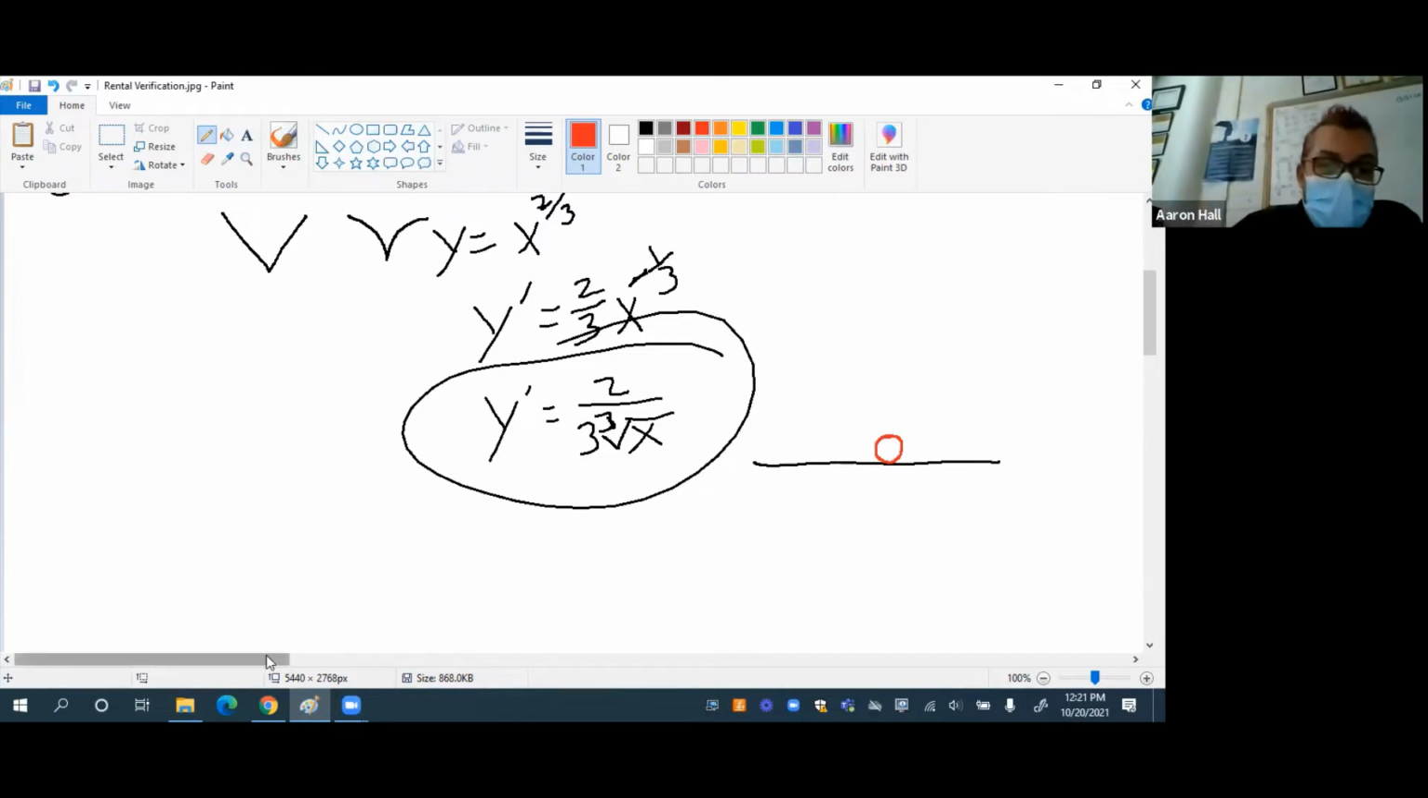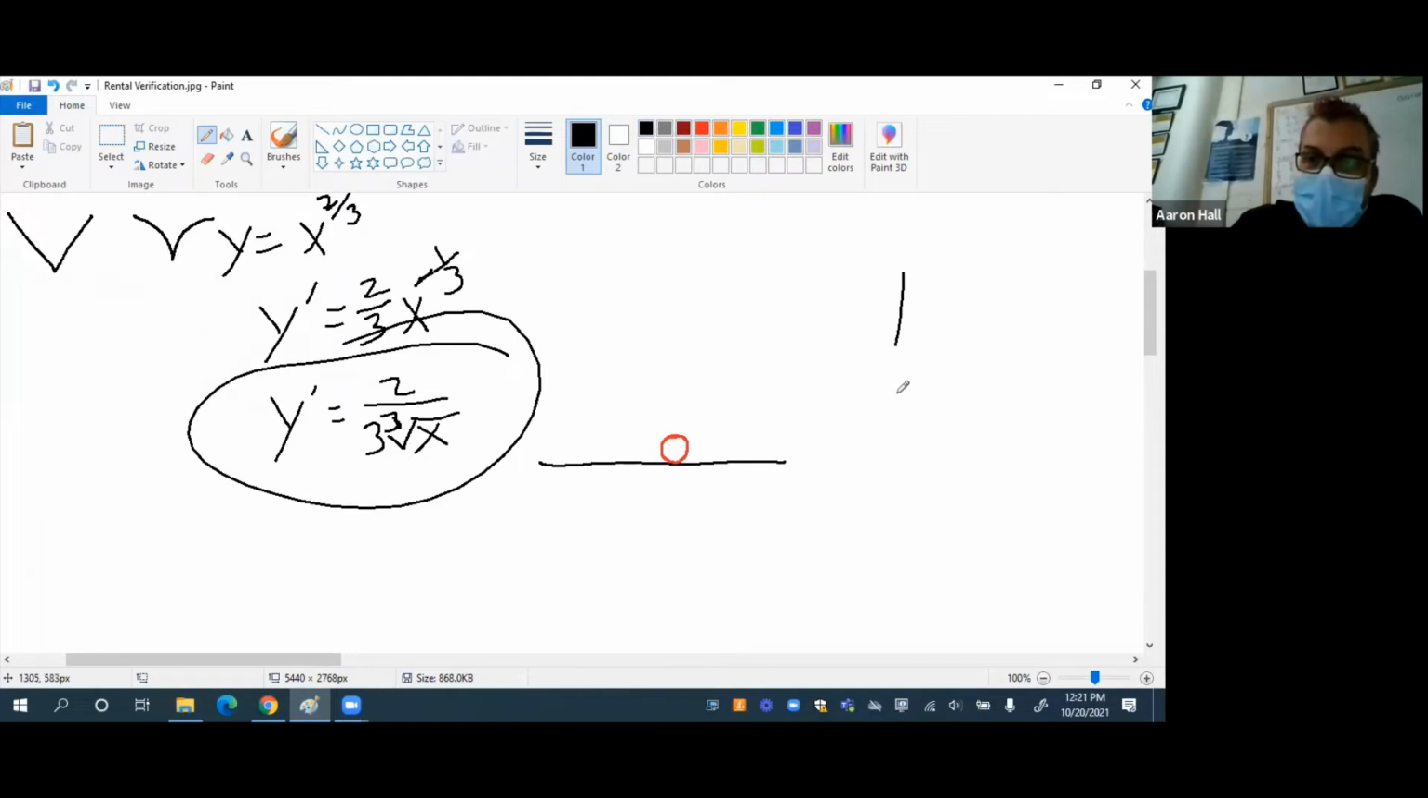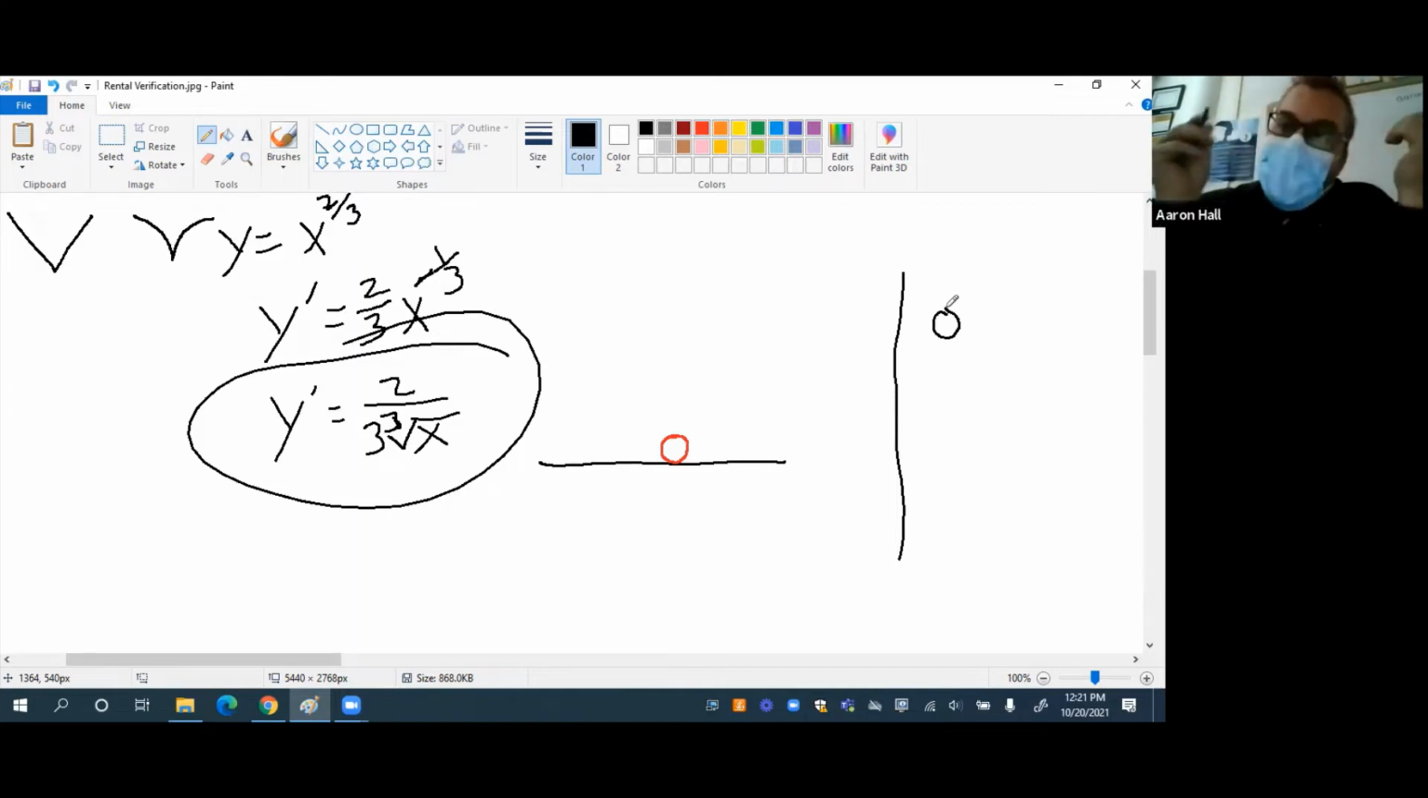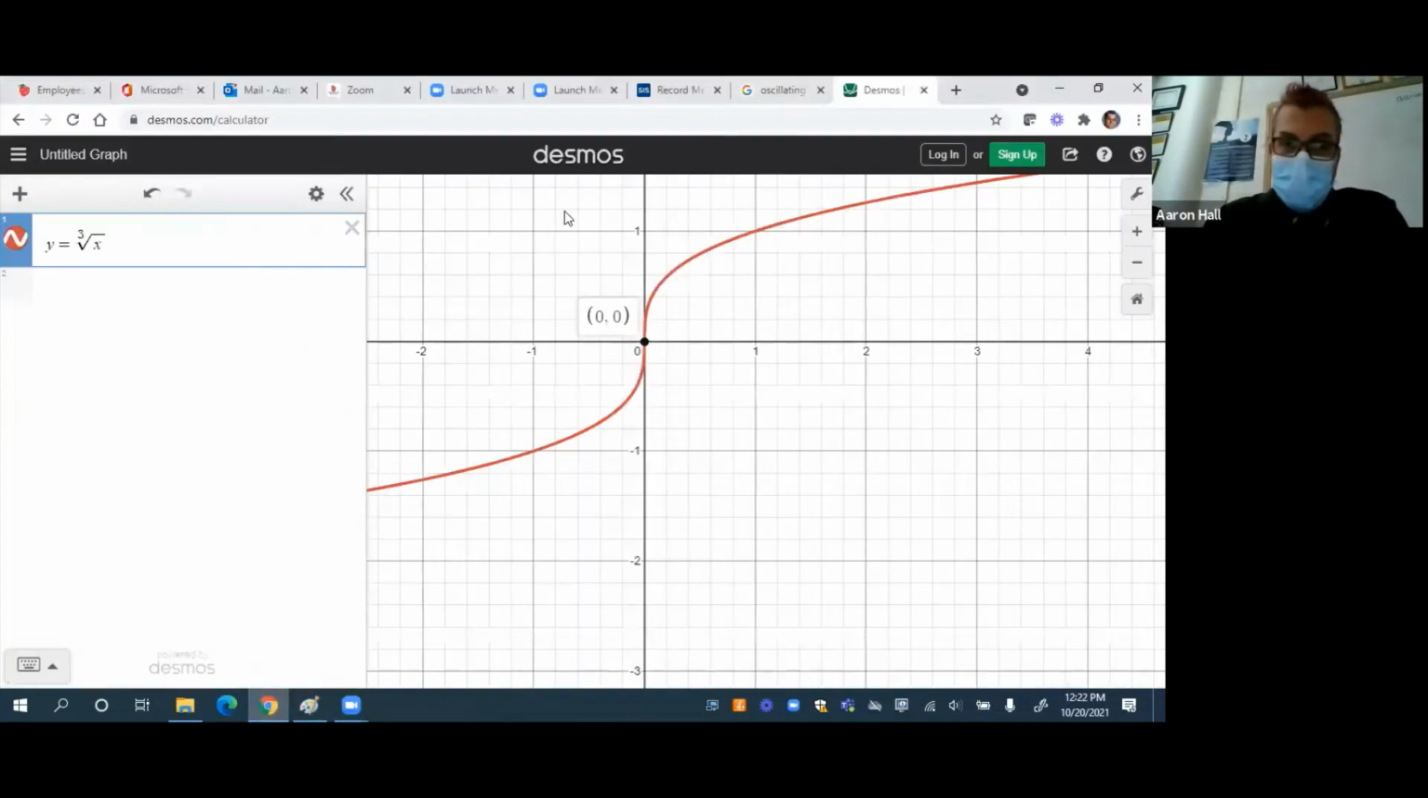Now, can we also say then that this has a 0 slope? No, you can't. You could say the slope is infinite, but we just say that it is undefined. So why is a vertical tangent not considered a slope? Because it's undefined.